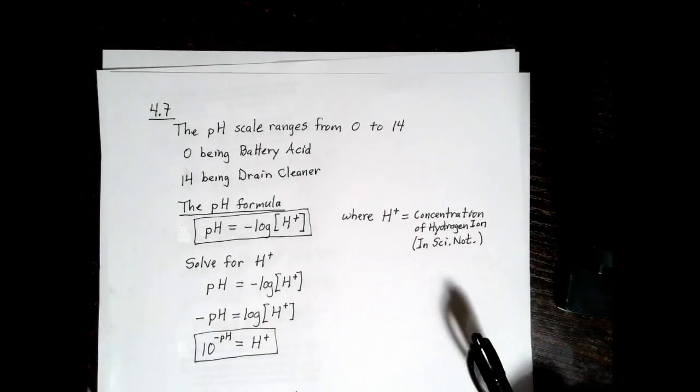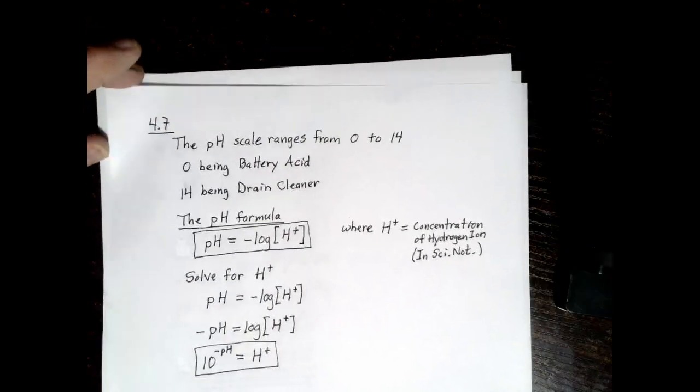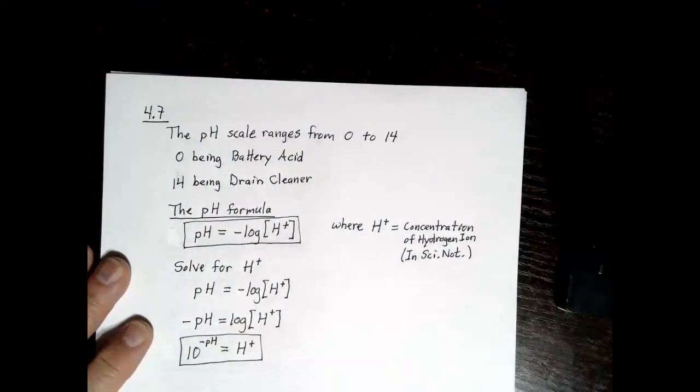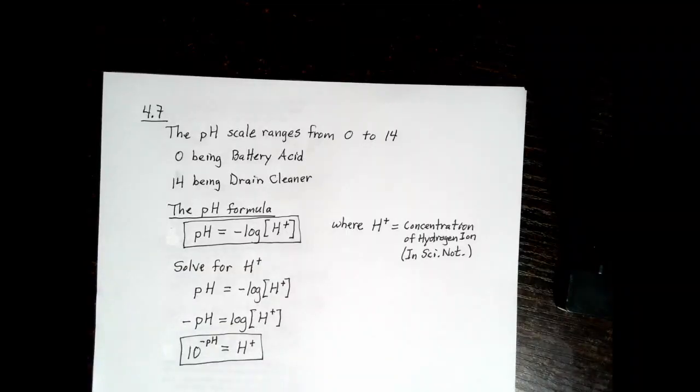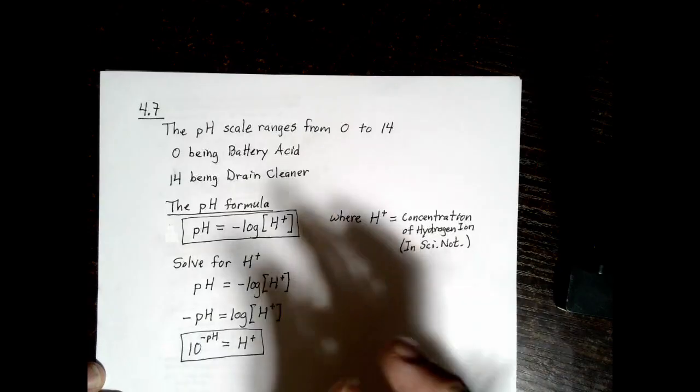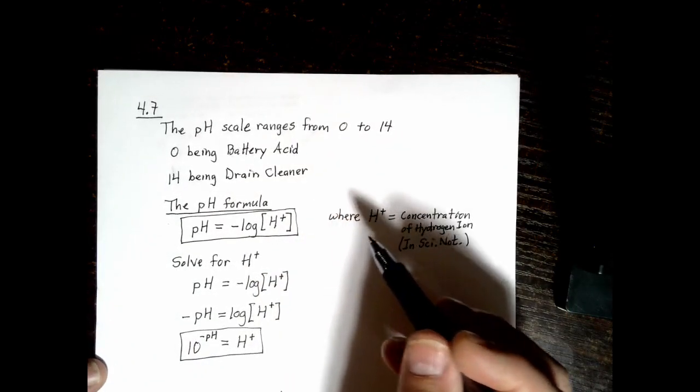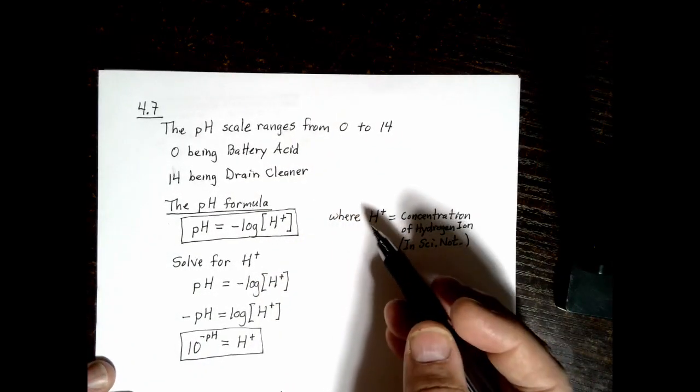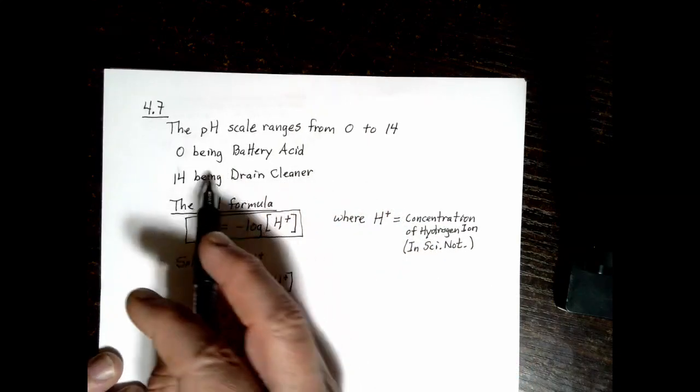So in section 4.7 they talk about a bunch of different types of calculations. They talk about calculating the magnitude of an earthquake. They calculate the number of decibels of a sound. They talk about Newton's law of cooling, a bunch of different things. But I only focused on one type of problem for you to do in this section, so we'll just talk about that one. The pH scale.